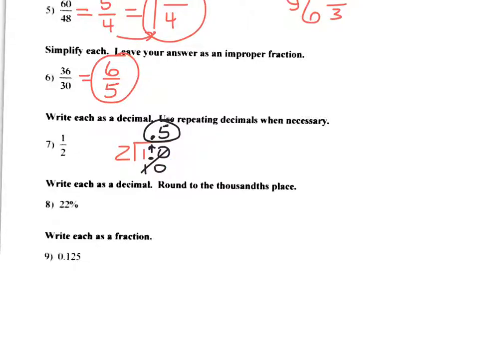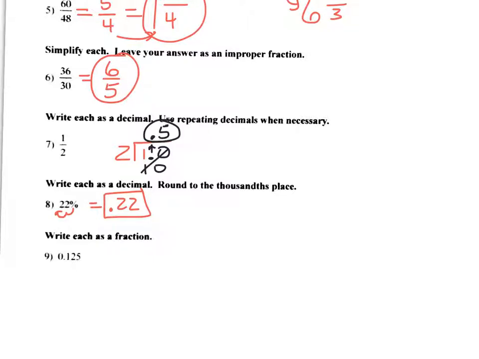Write each as a decimal. Okay, so changing a percent to a decimal. And I told you the calculators here don't do it, but it's very easy. To change a percent to a decimal, you just move it 2 places to the left. So that would be 0.22. And it says round to the nearest thousandths, but we don't have to because that one stops there at the hundredths place.